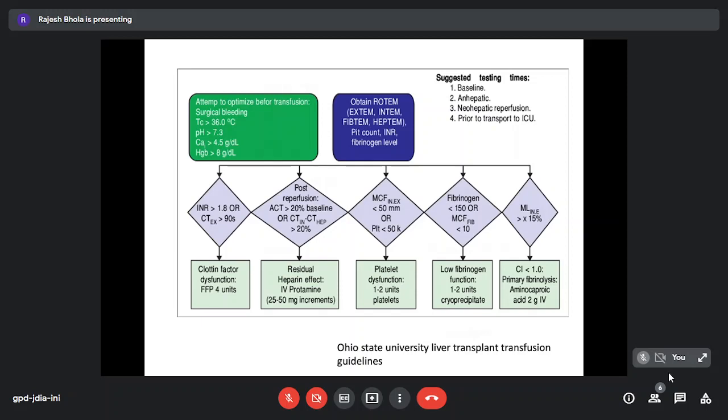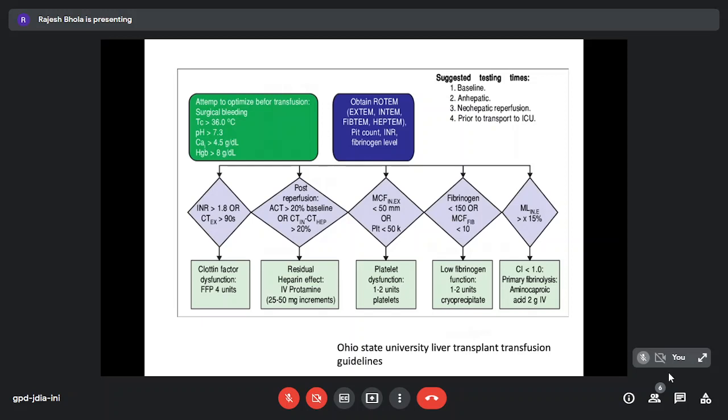You should also optimize surgical bleeding before the transfusion through all other parameters like calcium, hemoglobin, pH, etc. Temperature should be monitored and corrected. Once you know that, during this time period you can obtain the ROTEM. You can use EXTEM, INTEM, FIBTEM, HEPTEM, etc. Platelet count, INR, and fibrinogen level.